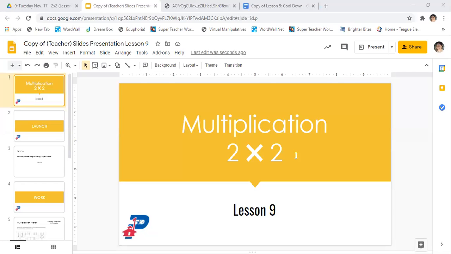Hello, boys and girls. This is your multiplication 2 by 2. It is the last lesson right before our review, and it's lesson number 9. So let's take a look at multiplication where you have 2 digits on top and 2 digits on the bottom. That is going to be what we're going to do today, and then there will be an activity that you're going to do, the cool down, and you will turn that activity in.